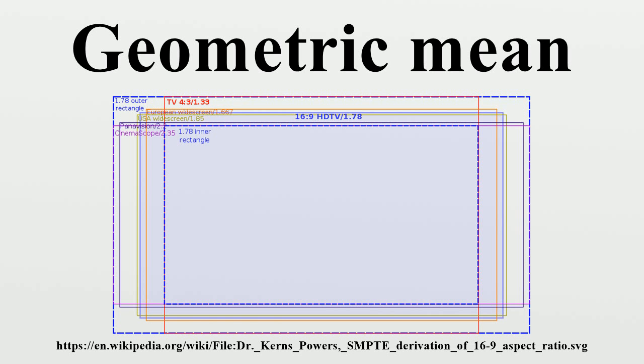Distance to the horizon of a sphere is the geometric mean of the distance to the closest point of the sphere and the distance to the farthest point of the sphere.